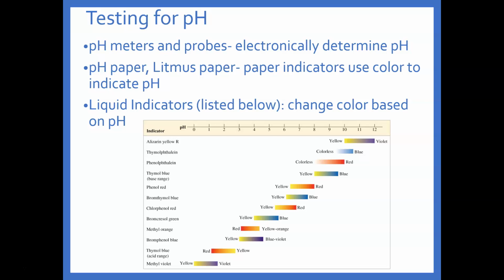We have pH paper and litmus paper, where pH indicators use color to indicate the pH. You probably used these in biology last year, where you dip the paper in and it turns a color. You compare that color to a chart to determine what the pH is. Then we also have liquid indicators that you can see in this chart below that will change different colors depending on the pH. Now, one liquid indicator is not necessarily good for everything, so you can see on this chart how depending on what we're trying to test for, we may use a different color and a different type of indicator.